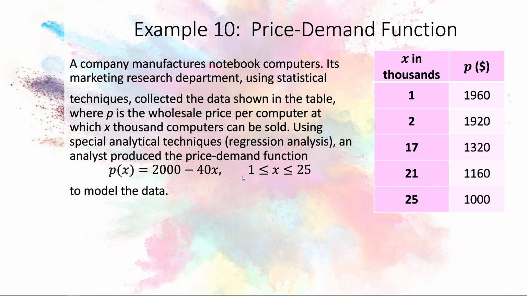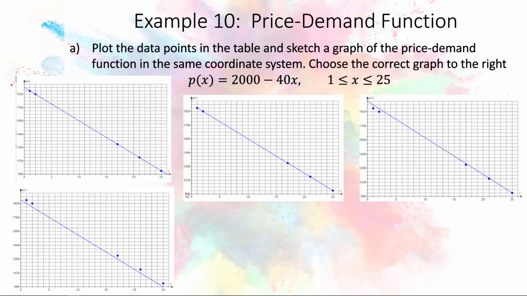If x is equal to 0, this equation is not valid. If x is equal to 26, once again, this equation is not valid. That's going to be important. Okay? Because in part A, we want to plot the data points in the table and then sketch a graph of the price demand function in the same coordinate system. Of course, you don't have to do that. You just need to recognize the correct plot. Now remember, this is our model. It is valid only between 1 and 25.